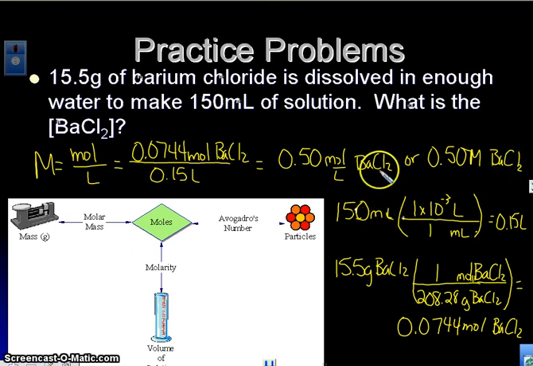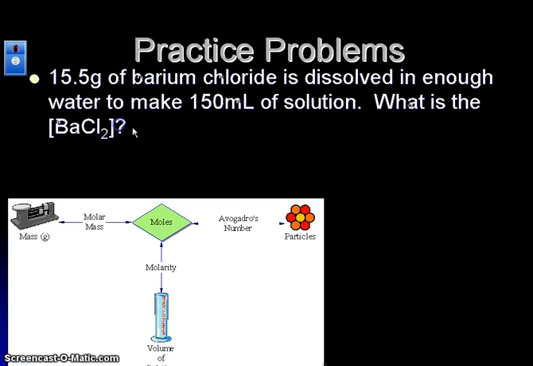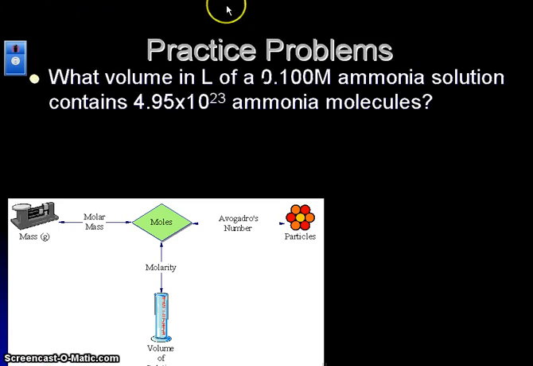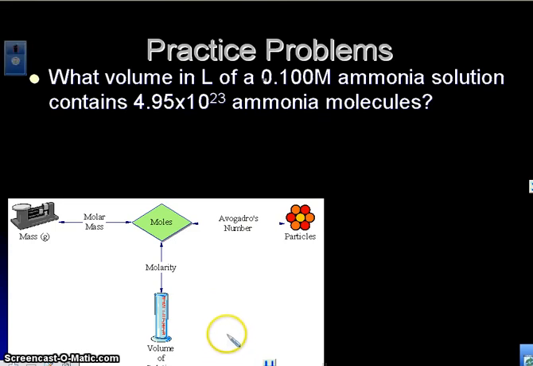Let's try one more. Go ahead and read the problem. Pause the video if you need to. In this problem, it's asking us what volume of 0.100 molar ammonia solution contains 4.95 times 10 to the 23rd ammonia molecules. So we're being given the molarity.